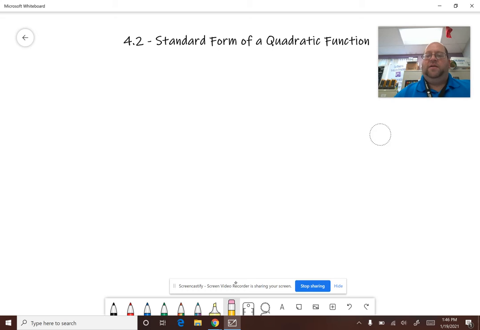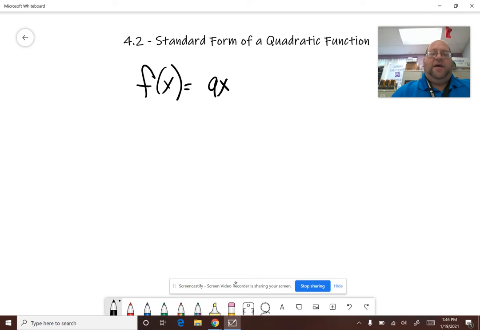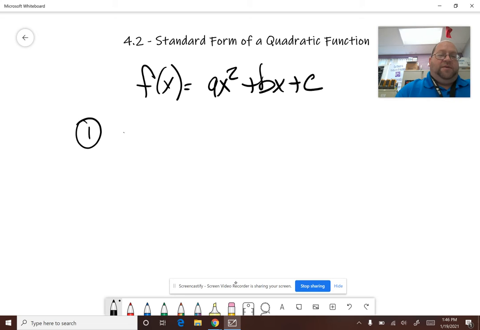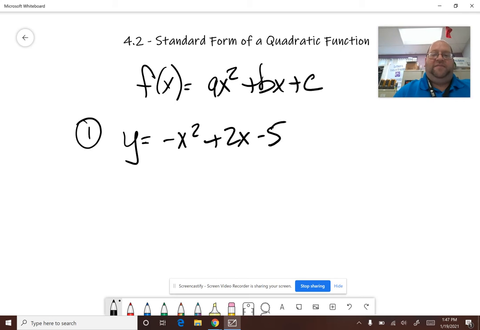All right. So now again, let's write down our standard form. f of x equals ax squared plus bx plus c. So if we had a problem that looked like this, we'll just call this number 1 for the sake of keeping up with it. Let's say we have y equals negative x squared plus 2x minus 5. And we're asked to find the vertex, the axis of symmetry, the maximum or minimum, and the range.